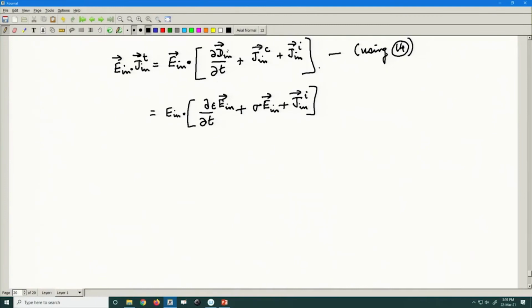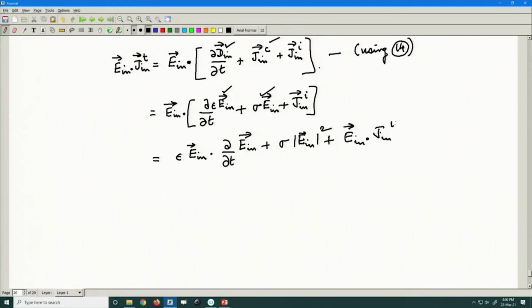Because D is epsilon E and J in is sigma E, I can write this as, sorry, I should have put a vector here, epsilon E in dot del t of E in, plus sigma mod E in square, plus E in dot J in i.